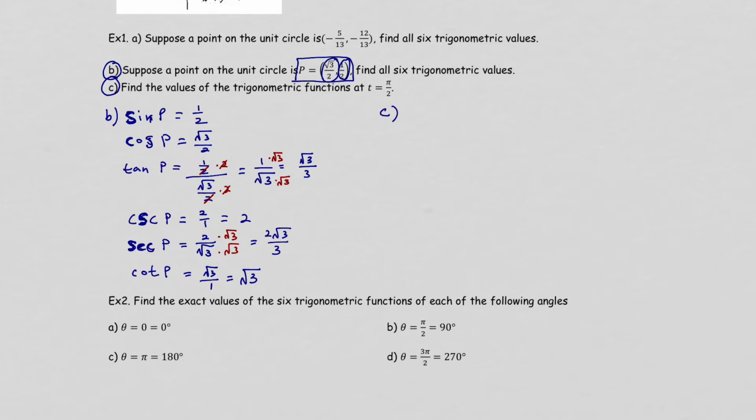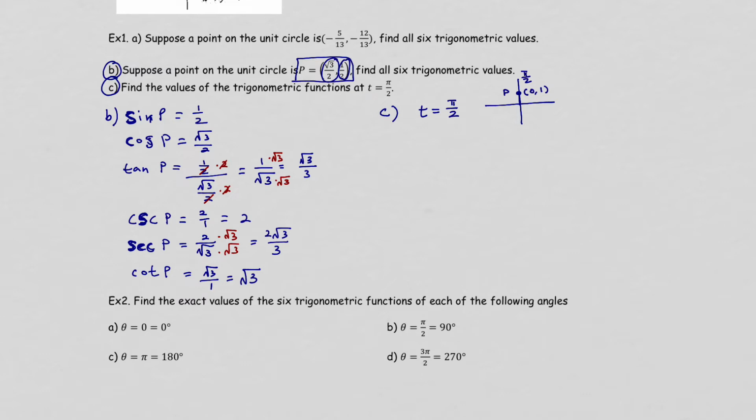C, instead of a point being given, you get an angle. T is the angle, pi over 2. Remember where pi over 2 is? Pi over 2 is the same as 90 degrees. So it will be right there. So what will be the point value for that? Because this is the unit circle, this measurement has to be 1. So this is going to give you (0, 1) as the point value.